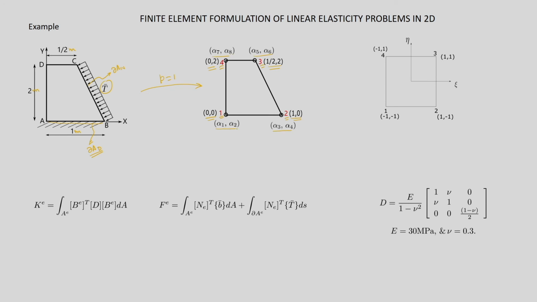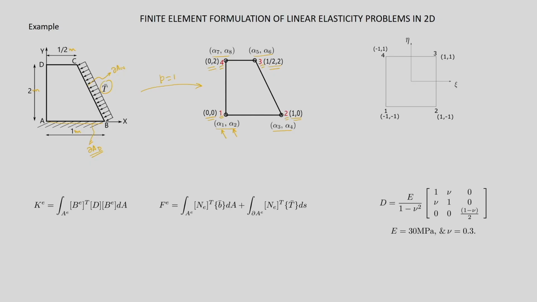alpha 6, and as I said earlier, the first alpha corresponding to a given node denotes the nodal displacement in the x direction. The second alpha denotes the nodal displacement corresponding to that node in the y direction. Similarly, alpha 3, alpha 4, alpha 5, alpha 6 and alpha 7, alpha 8 can be interpreted. So here, as you can see, we have 8 unknowns, starting from alpha 1 to alpha 8.